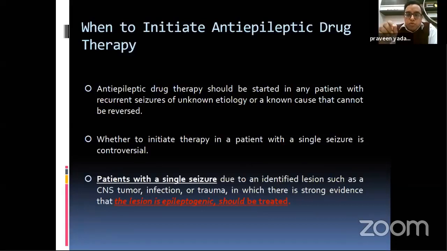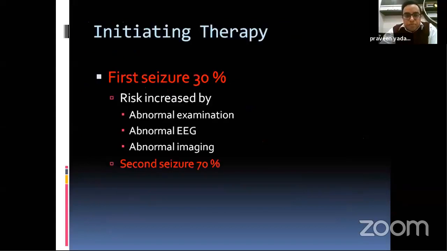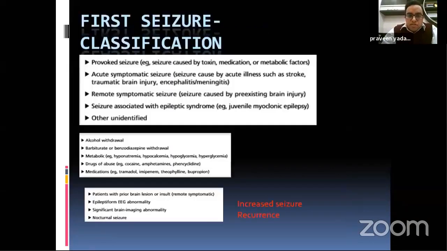Otherwise, if you are having 2 or more unprovoked seizures with a gap of more than 24 hours, then you can definitely start the treatment. Now, it is seen that with the first seizure, the risk of recurrence is 30%, and with the second seizure, the risk is 70%. That is why whenever you have a second seizure, we say that we have to start the medication, because the risk of relapse over a period of maybe 1 year is around 70%, while if it is a first seizure, the risk of relapse is 30%. So we wait to see if the seizure occurs again, unless there is an abnormal examination, abnormal EEG, or abnormal imaging, in which case you can start the medications immediately after the first seizure itself.